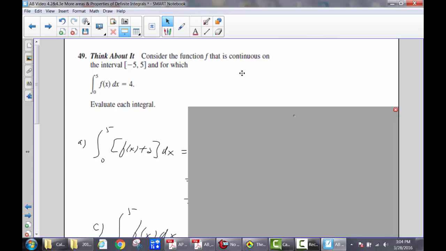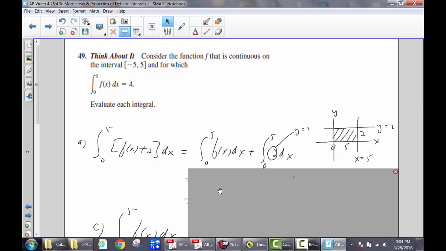Okay, consider the function that's continuous on the interval from -5 to 5, and for which the integral from 0 to 5 of f of x dx equals 4. Again, you don't know, it's a mystery function. So based on that, what's the integral from 0 to 5 of f of x plus 2? So you're going to split it up into a sum.